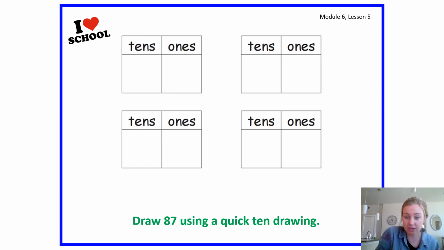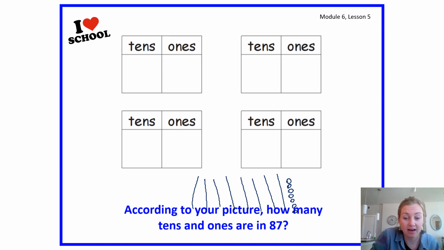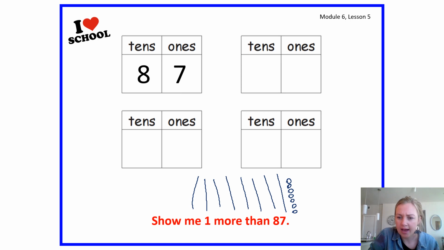Let's do another one. I'm going to draw 87 using a quick 10 drawing: 10, 20, 30, 40, 50, 60, 70, 80, 81, 82, 83, 84, 85, 86, 87. So right now I have 8 10s and 7 1s. How can I add 1 more to 87? If I add 1 more 1 to the side, now I have 87 plus 1 more.